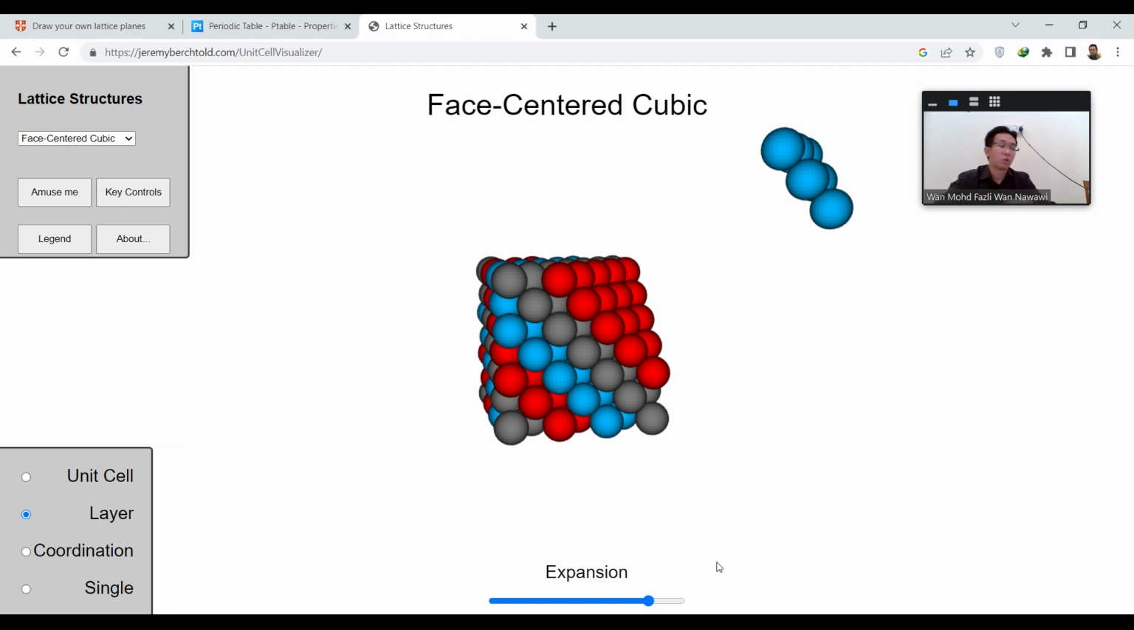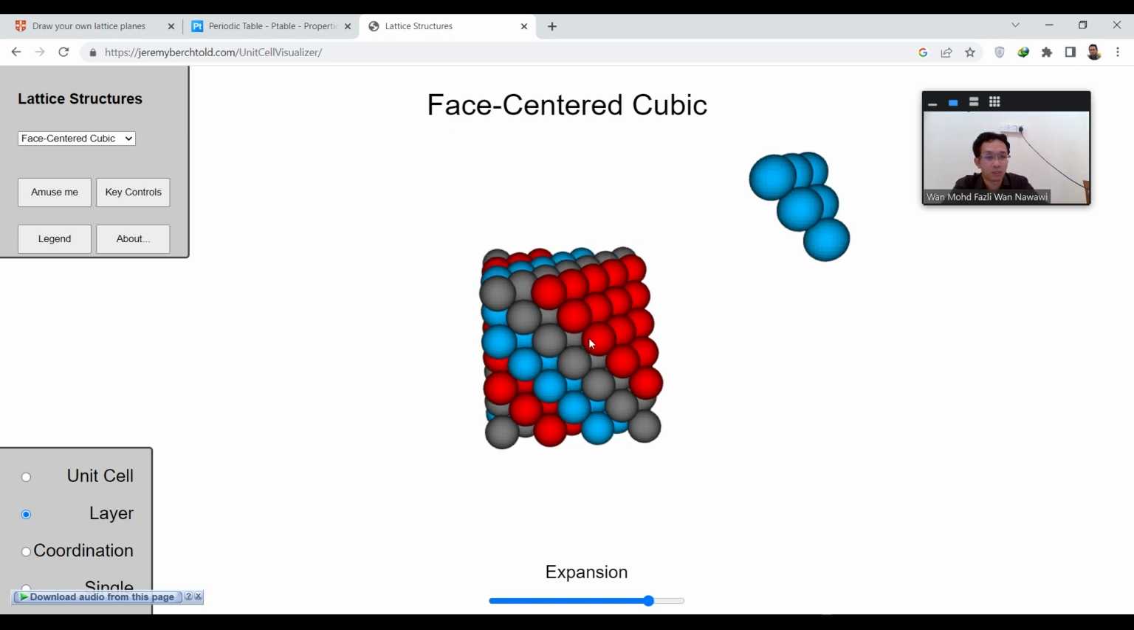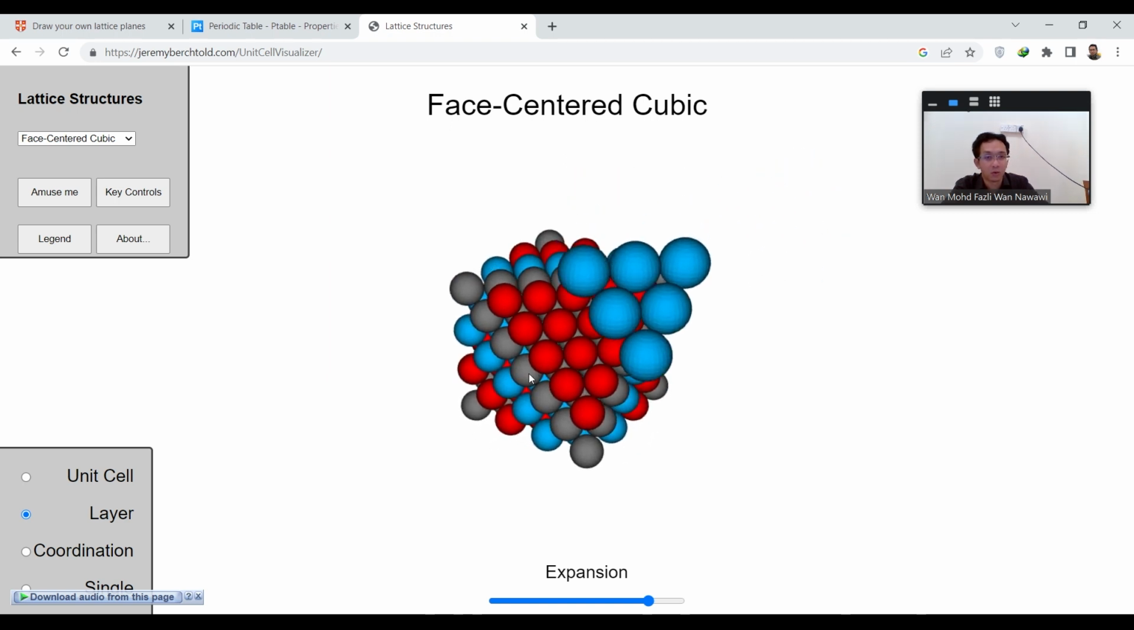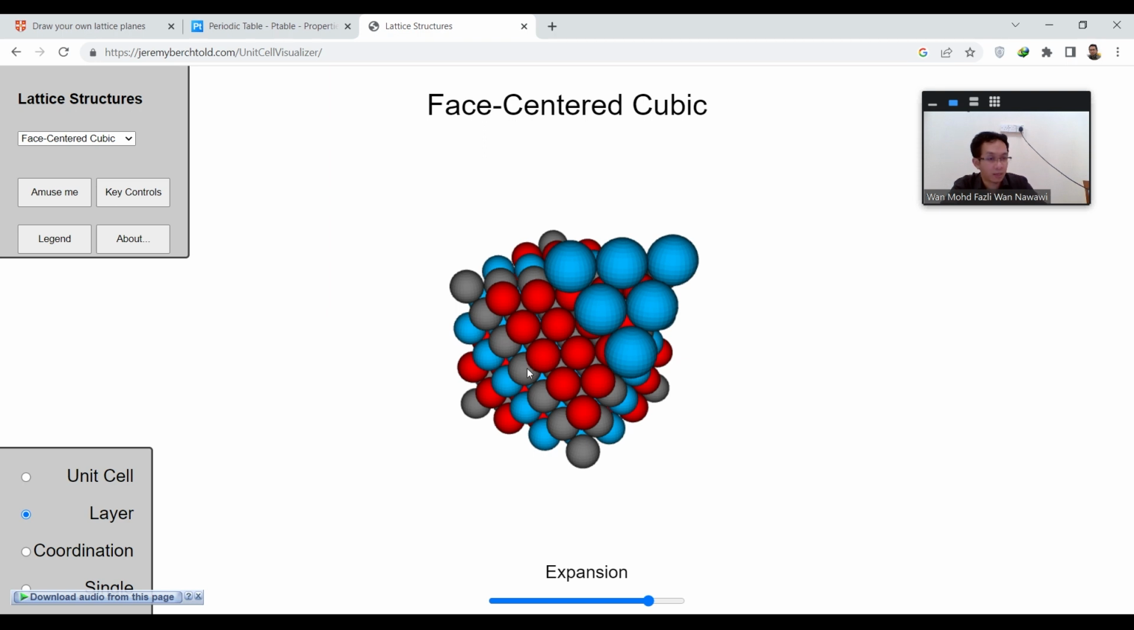So why gold is ductile, why gold is softer than the iron, is because they have slip planes. It's much easier for this plane, let's say this red plane, to slide like that against this grey. And this grey is easier to slide because this face centered cubic has this close packing structure. Okay, let me explain a little bit about what is close packing structure.